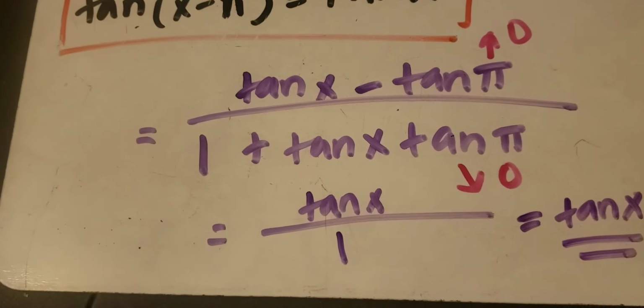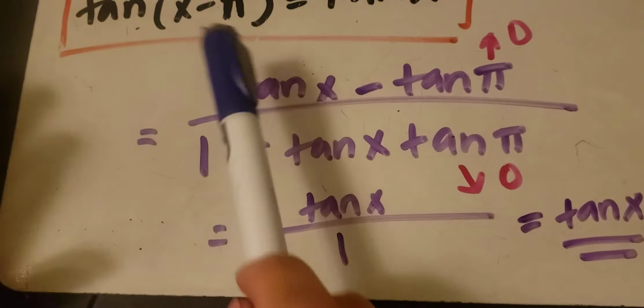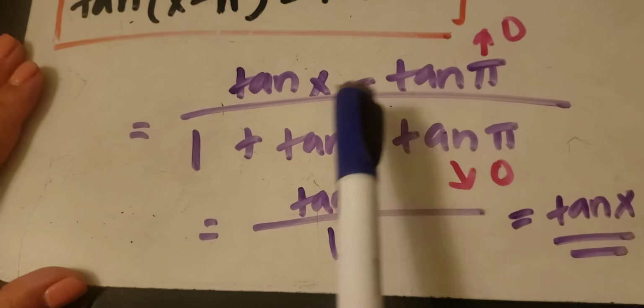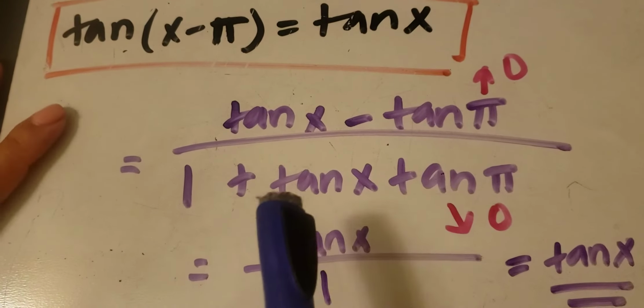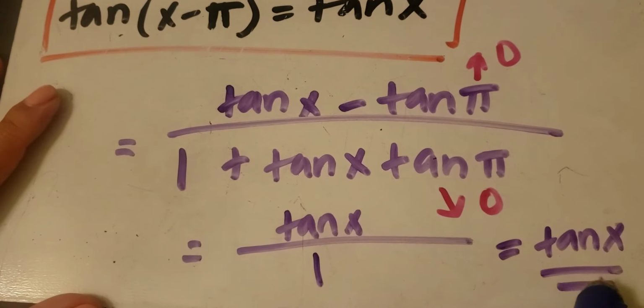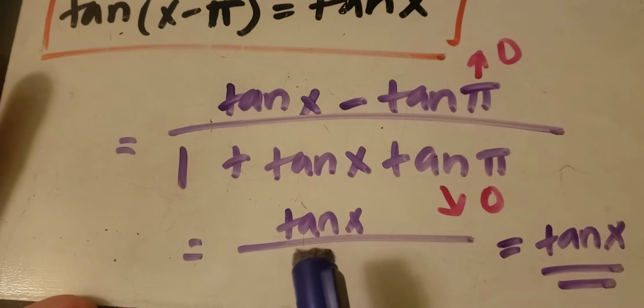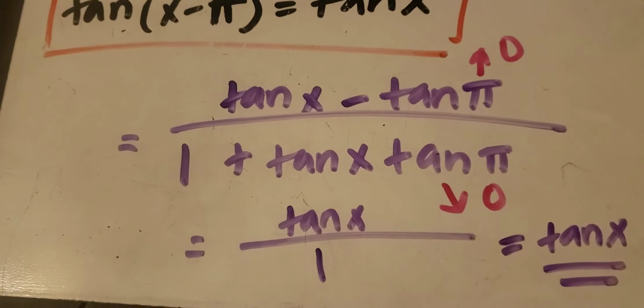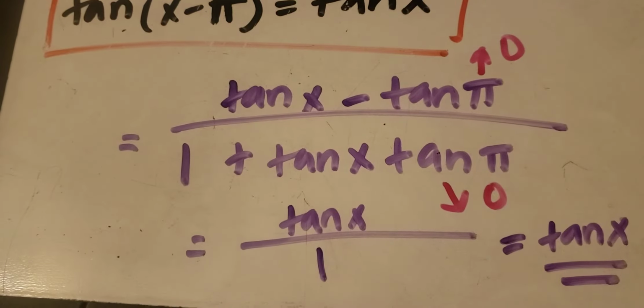That's how we prove that the left-hand side matches the right-hand side. Again, I just used the difference of tangents property, simplified it, and I got tangent of x. Before I give you one to try on your own, we're going to do one more example.